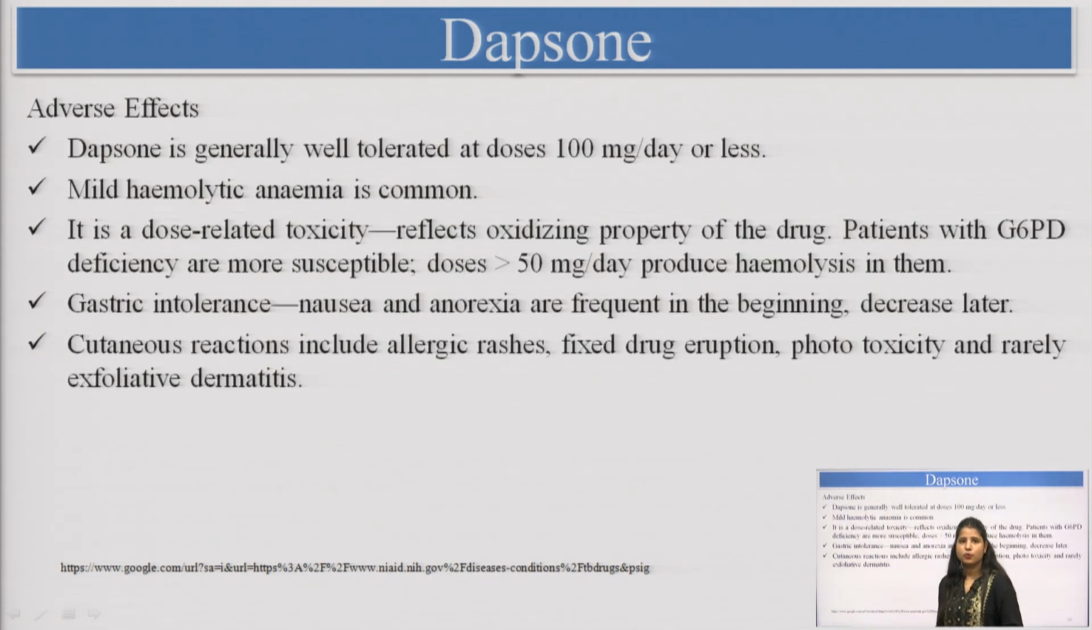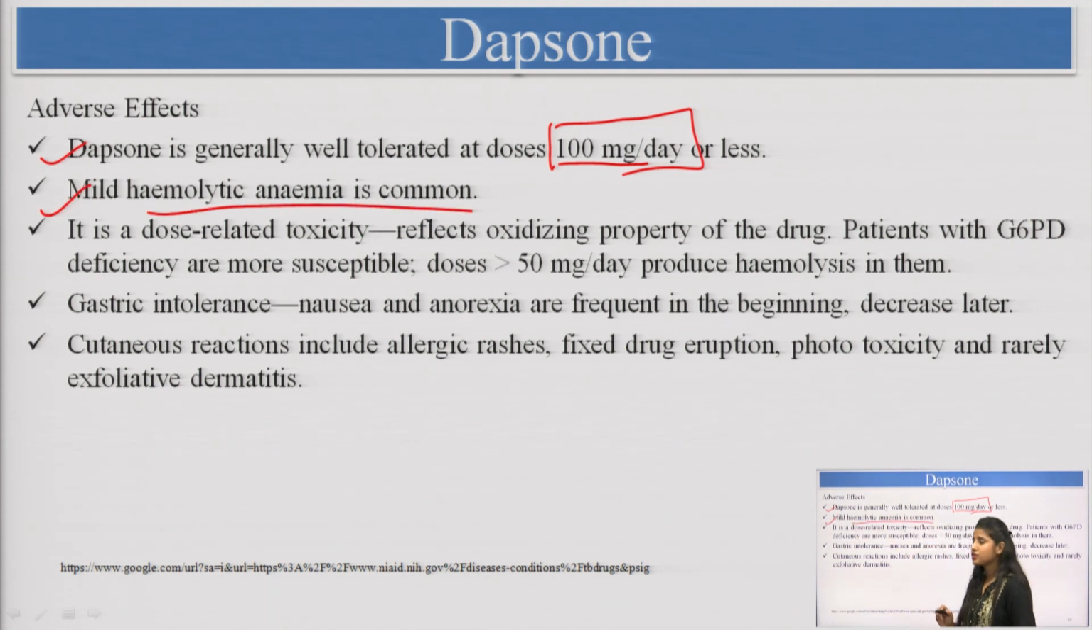Now see the adverse effects, and when we should not give it to a patient. Dapsone is generally well tolerated, up to nearly 100 mg per day. What will happen in some of the patients? We have seen hemolysis, that is, RBC lysis. So mild hemolytic anemia is common, especially in patients suffering from G6PD deficiency. It is a dose related toxicity which we have seen in patients with G6PD deficiency. Gastric intolerance is also there, so there will be nausea, a feeling of vomiting and loss of appetite.